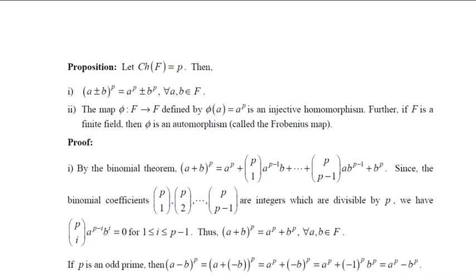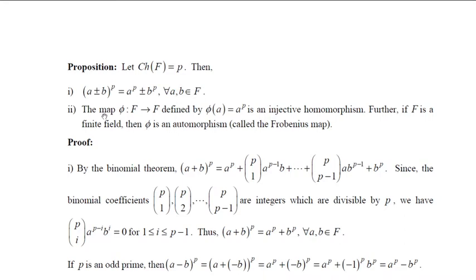Let's see a proposition. Suppose the characteristic of a field is a prime number p. Then we have to prove that (a + b)^p is a^p + b^p, as well as (a - b)^p is a^p - b^p, for all a and b coming from F.